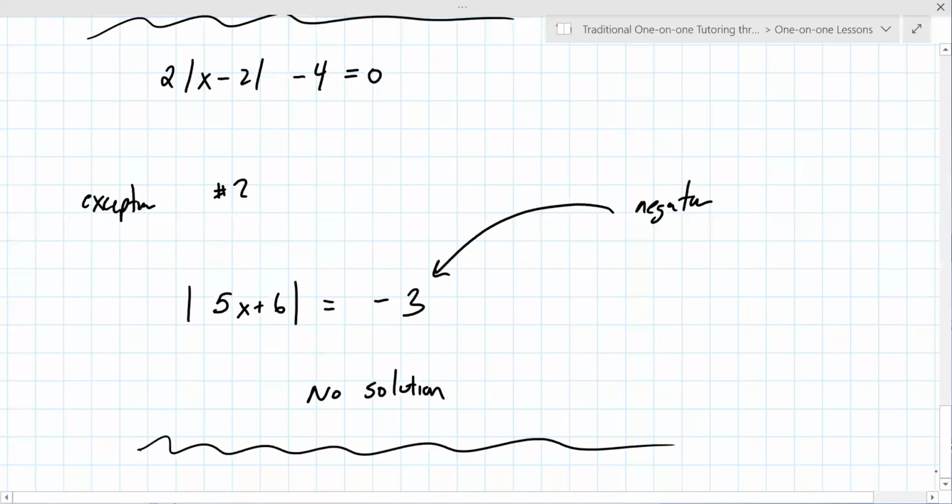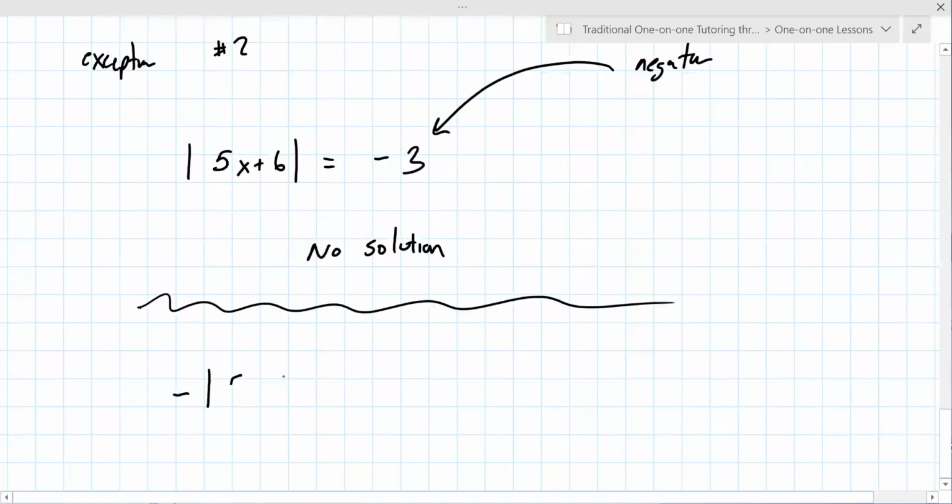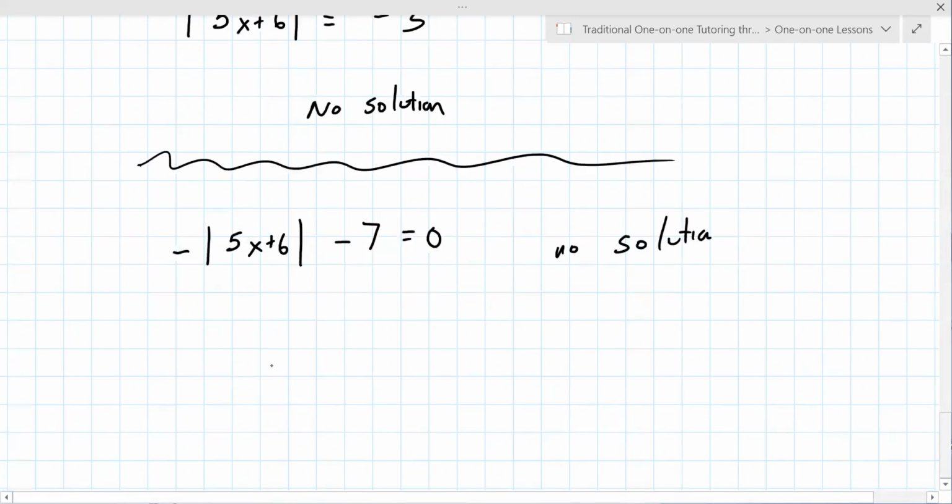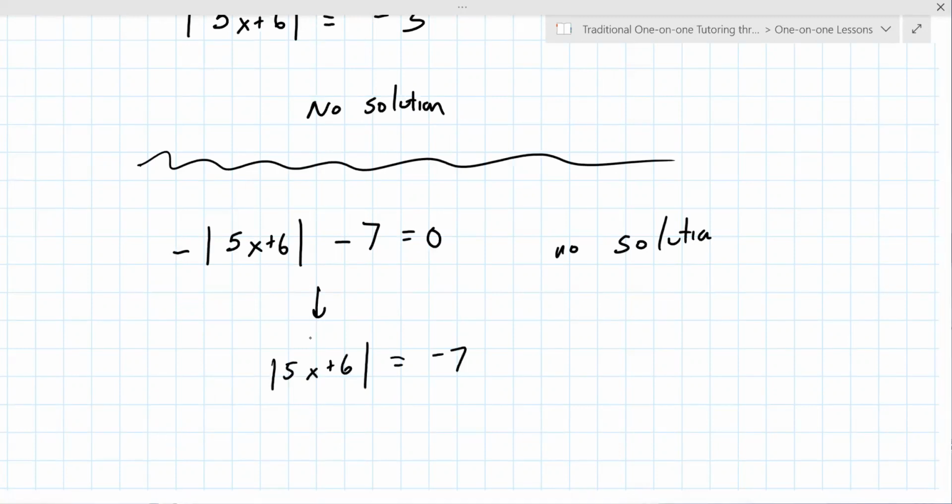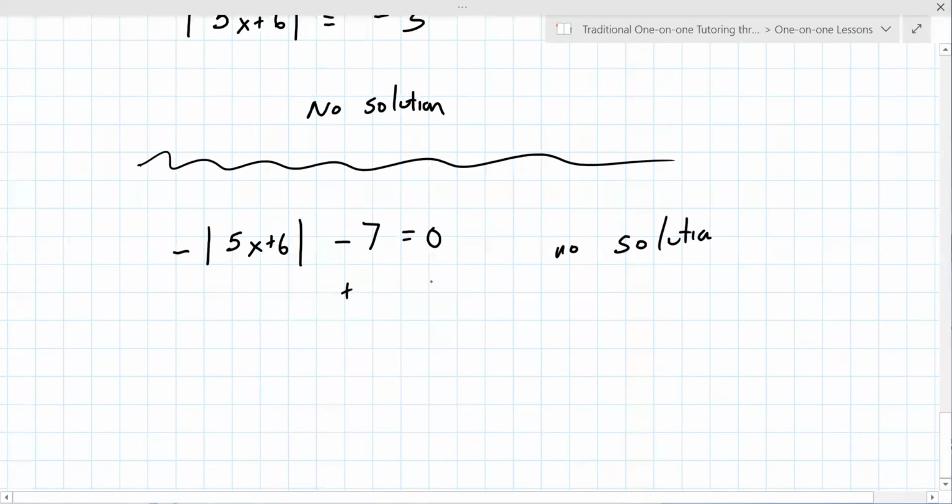But again, if I go negative absolute value 5x plus 6, I don't know, minus 7 equals 0, this also has no solution, because it turns into absolute value 5x plus 6 equals negative 7 when you move stuff around. Sure. You're going to add 7 to both sides. Negative absolute value 5x plus 6 equals 7. Divide both sides by negative 1.